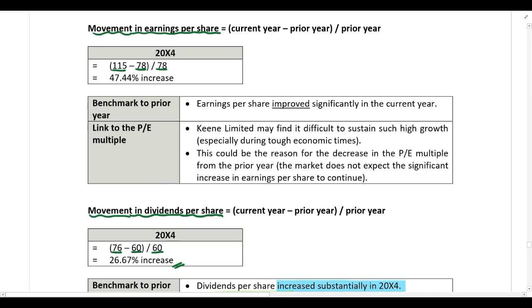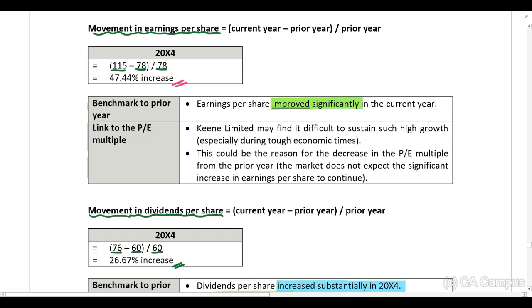Earnings per share have increased significantly by 47.44% from the prior year. So obviously, guys, an increase in earnings per share shows an improvement from the prior year to the current year. So earnings per share improved significantly in the current year.